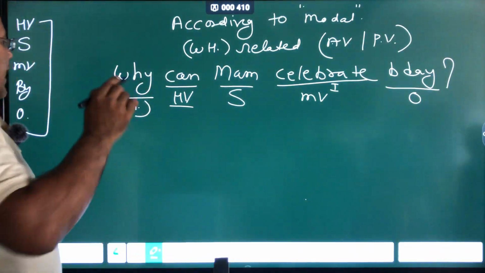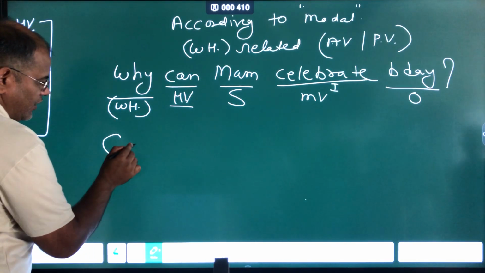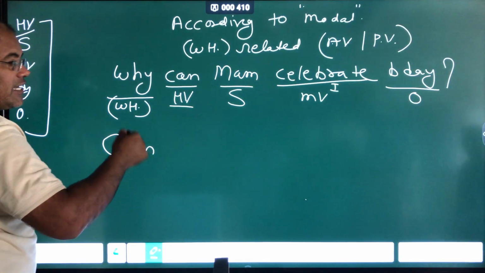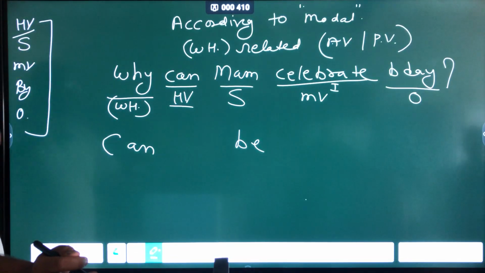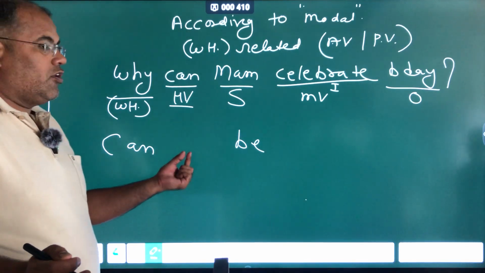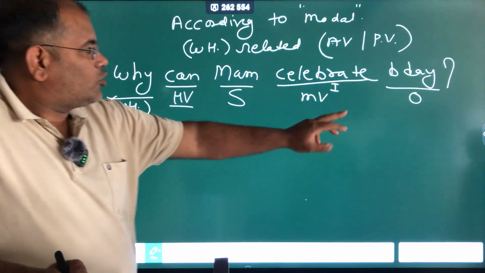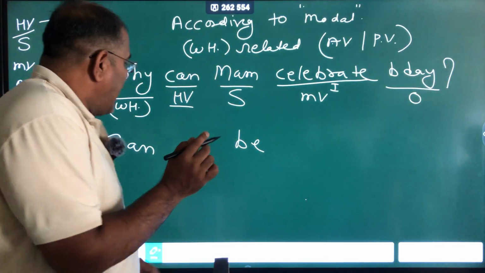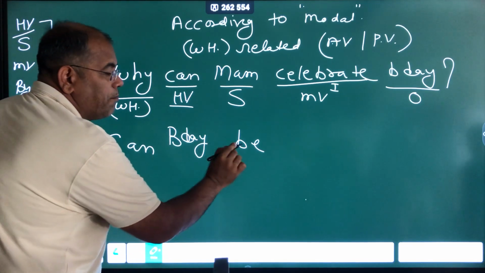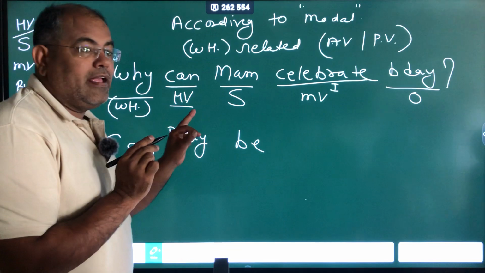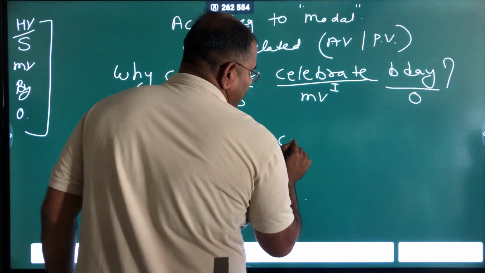So guys, at the first we require HV, it means can is given. So I will use here can. And can will be changed to can be. So I will use here be. Okay. Now I require the subject. And the subject of the PV is the object of the AV. Okay. So the object is given B day. So I will write here B day. Like that. Can B day be. And third we have to use MV's third form. So I will use here celebrated.